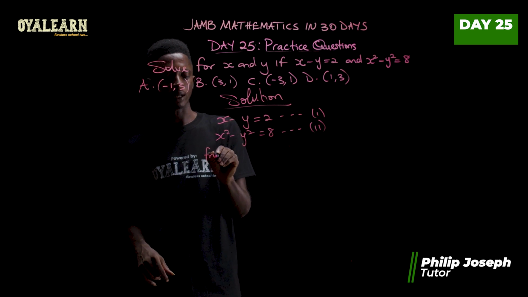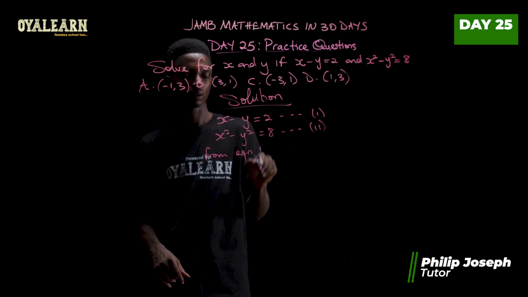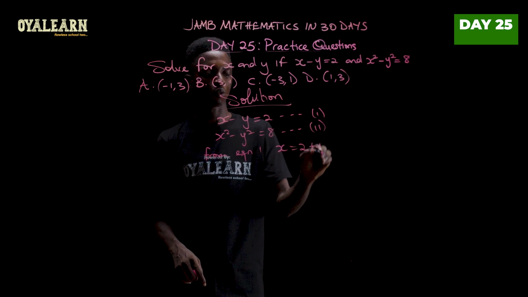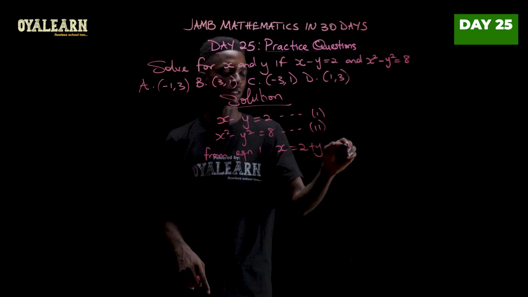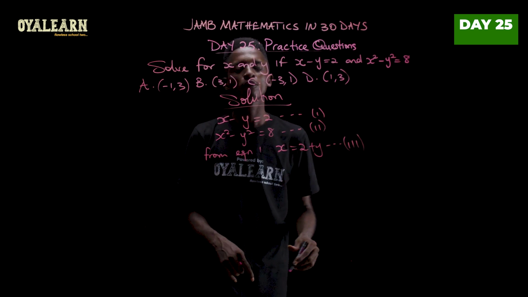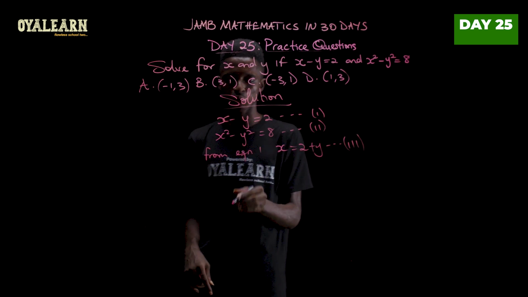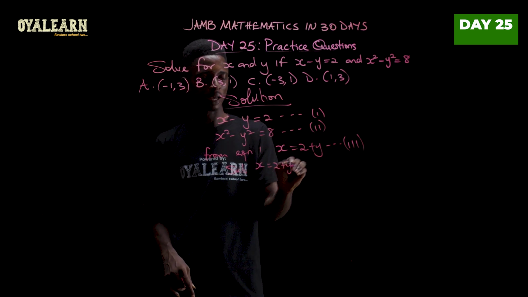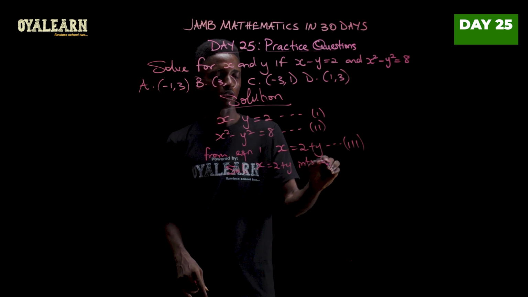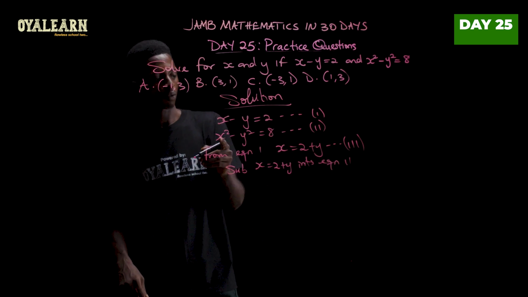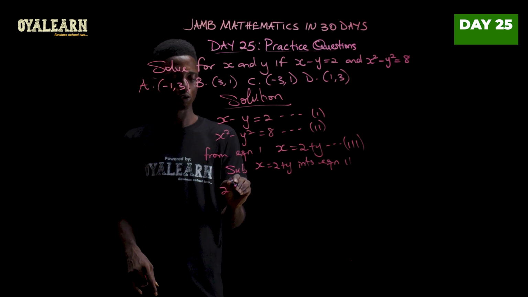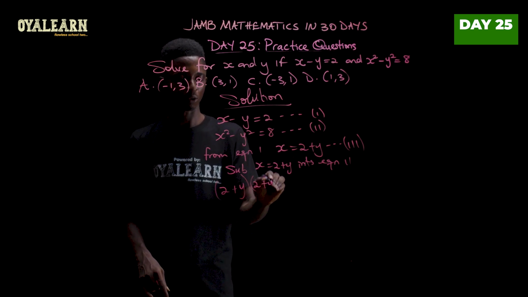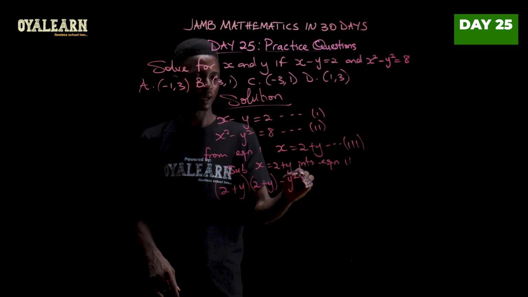Now from equation 1, we can say that x equals 2 plus y, right? So we call this equation 3. Now all we have to do is substitute equation 3 into equation 2. So substitute x equals 2 plus y into equation 2. So when we see x here, we'll replace it with 2 plus y. So it's squared, so we multiply by itself, (2 + y)(2 + y) minus y squared equals 8.